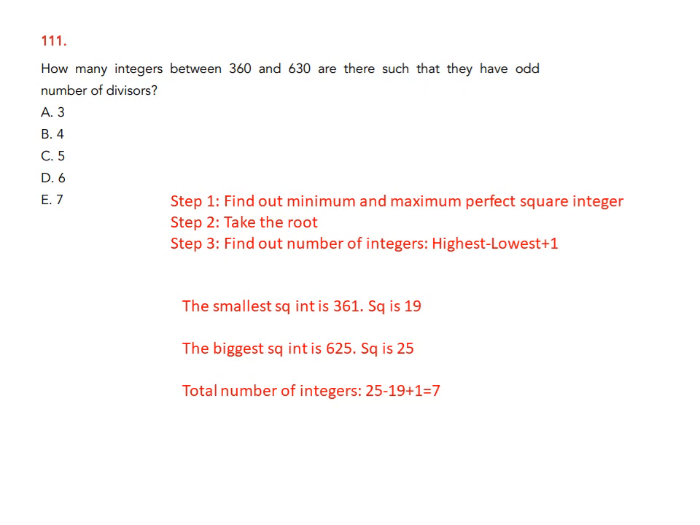So the smallest square between 360 and 630 is 361 and the square root of that number is 19. Similarly, the highest square integer is 625 and the square root is 25. So the total number of integers would be 25 minus 19 plus 1 equals 7. So our answer is option E.